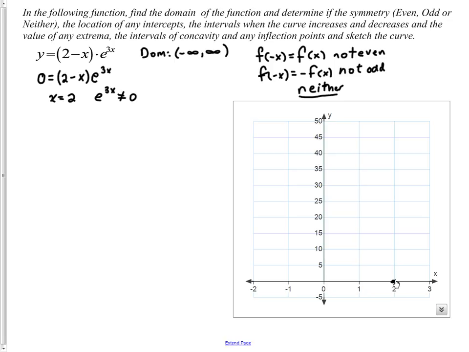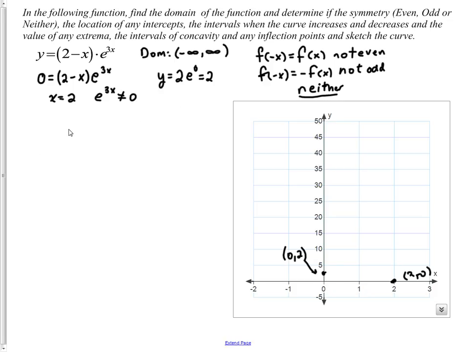And that is at the point 2, 0, pardon me. I'm going to go ahead and mark that on my graph right now. The y-intercept would be found by substituting in 0 for x. If we do that here, y is going to be equal to 2 times e to the 0, which is to say 2. So this graph will also pass through the point 0, 2. All right, so already we've got some information about this function.